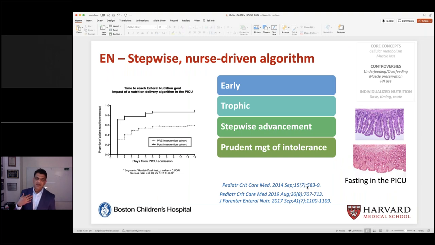In the end, I think evidence shows that a stepwise algorithmic approach to starting and advancing enteral nutrition, driven or led by nursing staff at the bedside, guided by dietitians and clinicians, is the best approach. And I won't go into details. On the left is our data. The dashed line shows our ability to reach enteral nutrition in terms of energy goals before, and then the dark line showing after implementing a stepwise algorithm. Exactly same data from Atlanta, from Wisconsin, from Europe. These are multiple papers that have shown that it's probably the prudent way to advance.